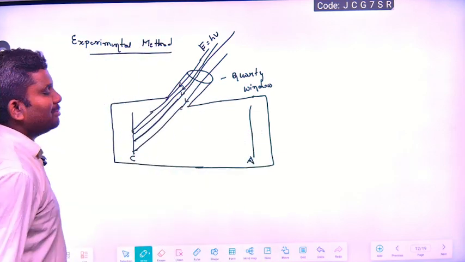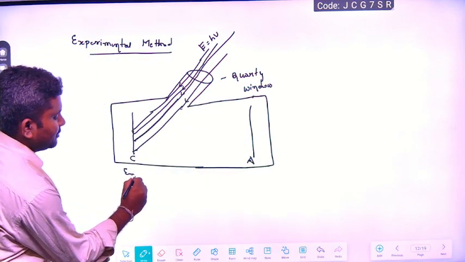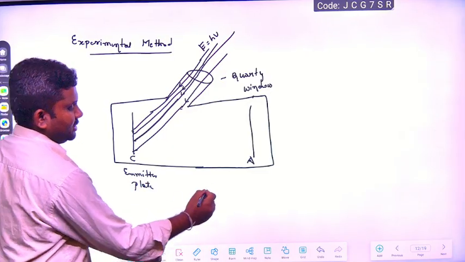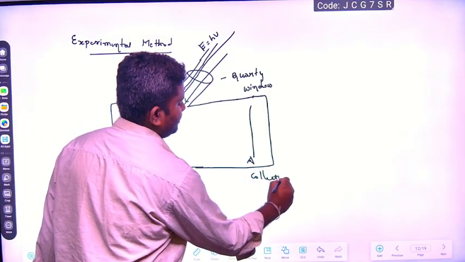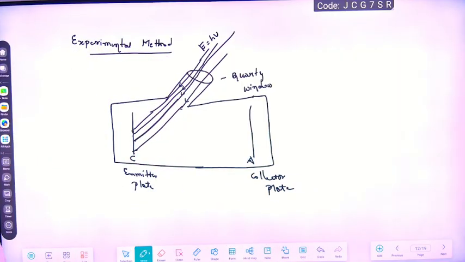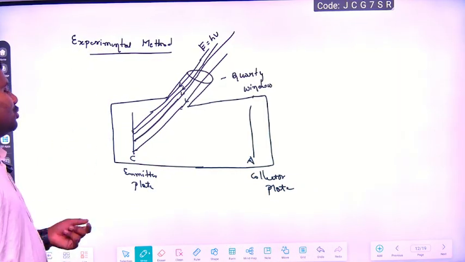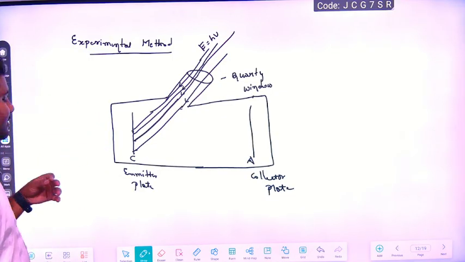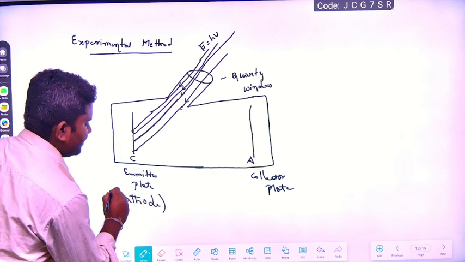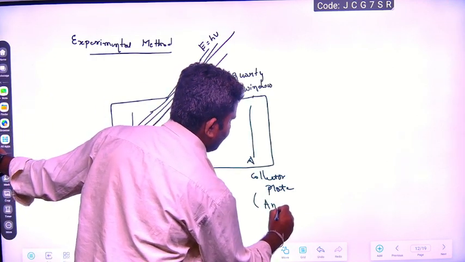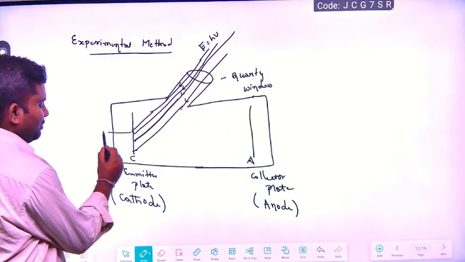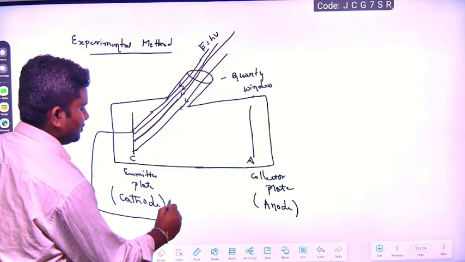Light rays are falling on the cathode metal plate. This is the emitter plate, and this one is the collector plate. Now this is the quartz window, and this is the emitter plate, which is the cathode, and this one is the anode. Now you see what they did. These two metal plates are connected to a compiler.